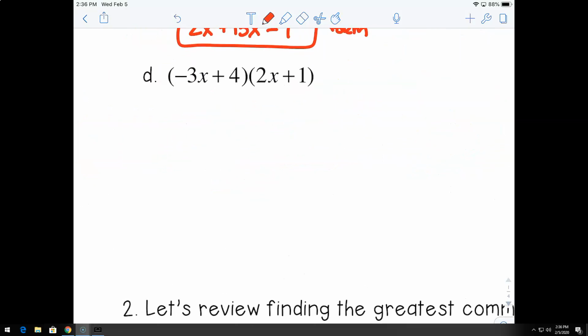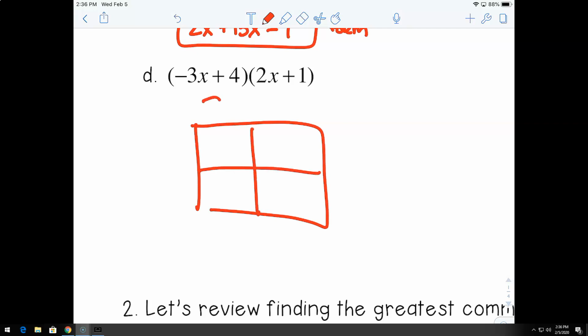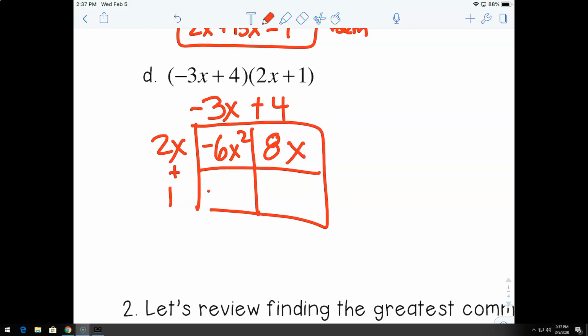Let's do D. Make a box. Negative 3x plus 4, 2x plus 1. Negative times a positive makes a negative 6. X times x makes x squared. 4 times 2 is 8. It brings an x with it. Negative 3 times 1 makes negative 3x. 1 times 4 makes 4.